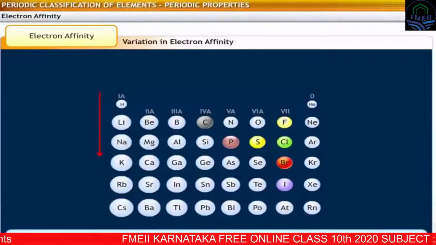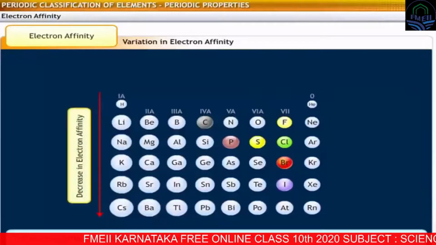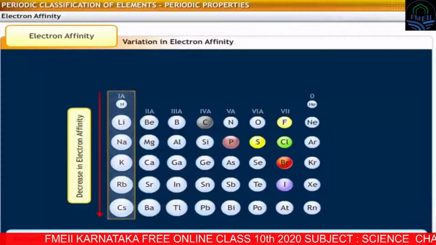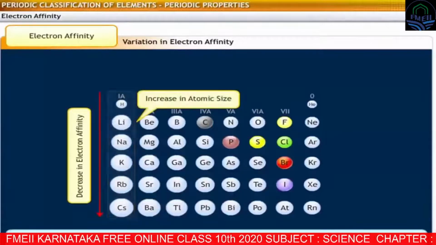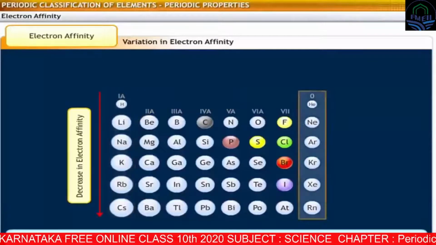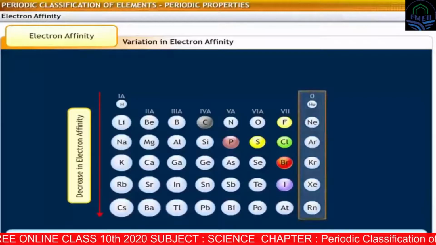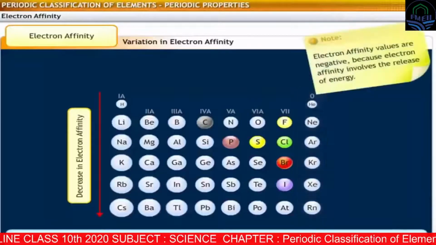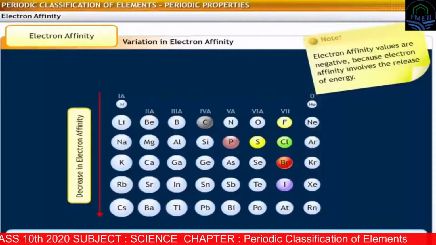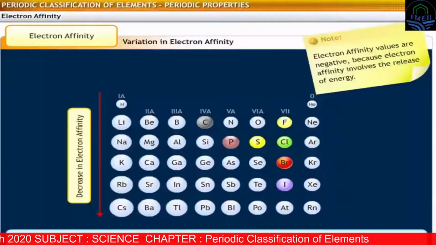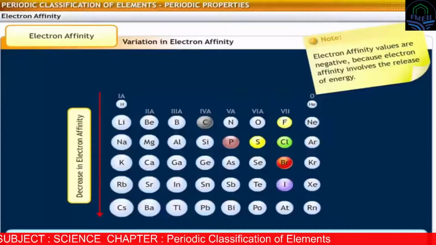Electron affinity decreases down a group. This is due to the tendency to gain electrons decreasing with an increase in atomic size. The zero group elements or the inert gases have the lowest electron affinity values in the periodic table. Generally, electron affinity values are negative because electron affinity involves the release of energy.